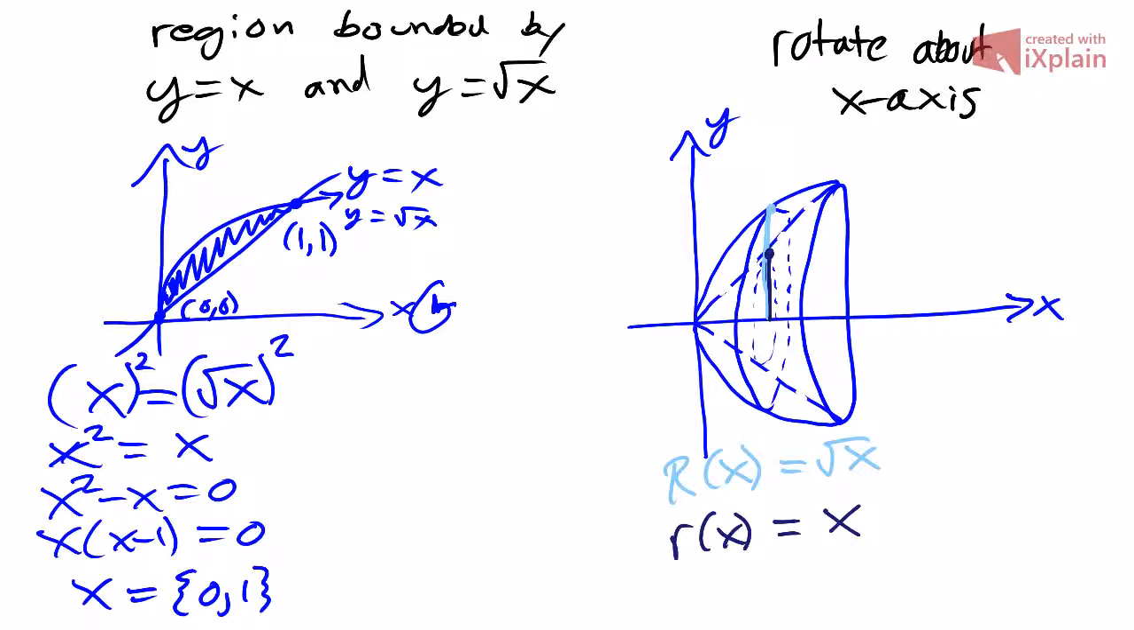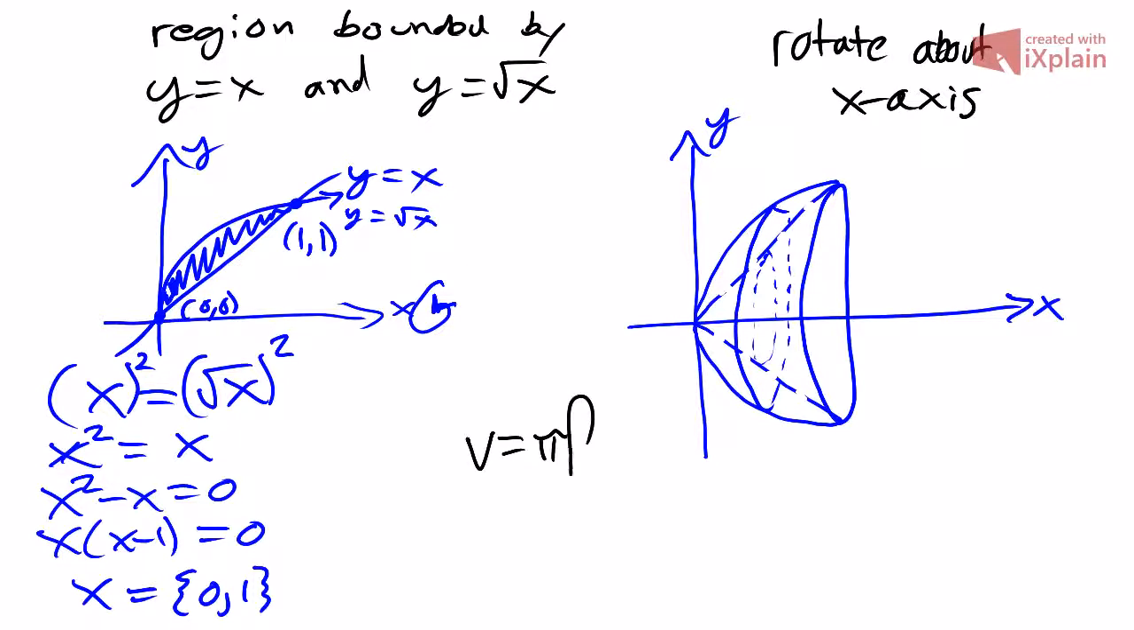All right, so now we just need to take our formula for the washer method, which is V equals pi integral from a to b of capital R of x squared minus lowercase r of x squared dx.